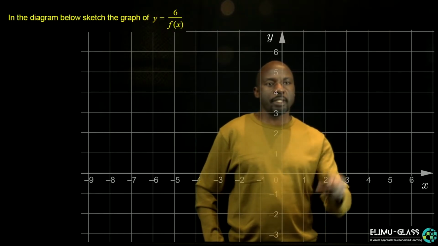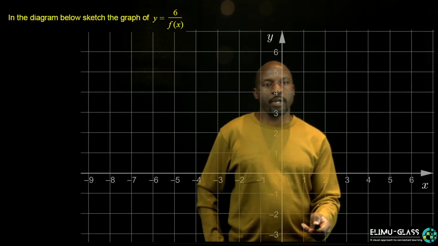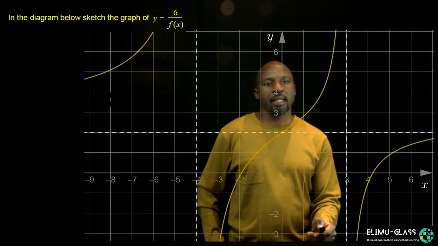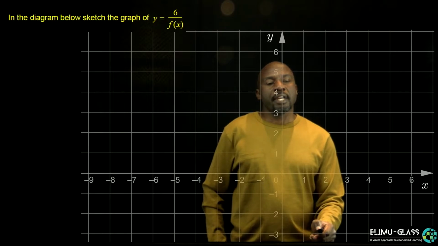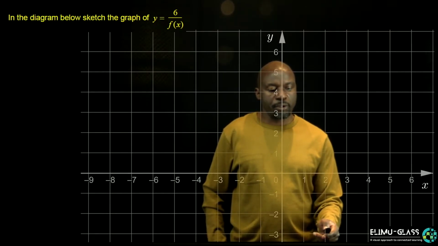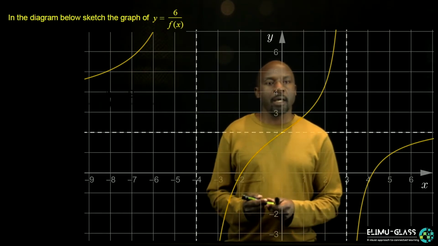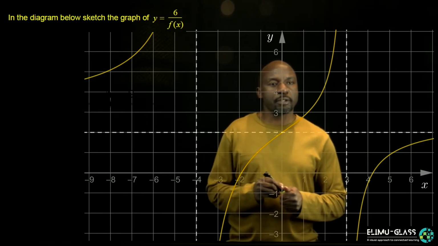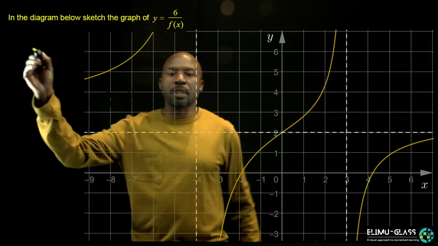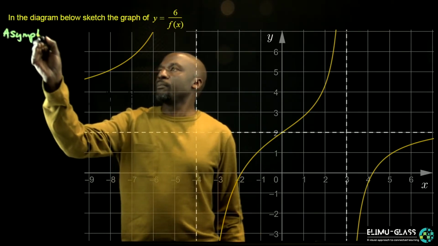Now we're supposed to do it on this grid, but we will draw it against the function itself because it makes life easier for you. The things that we need to remember in order to be able to draw the graph of the reciprocal function are 3 things. One is to look at the asymptotes. So the first thing is to think about what's going on with the asymptote.